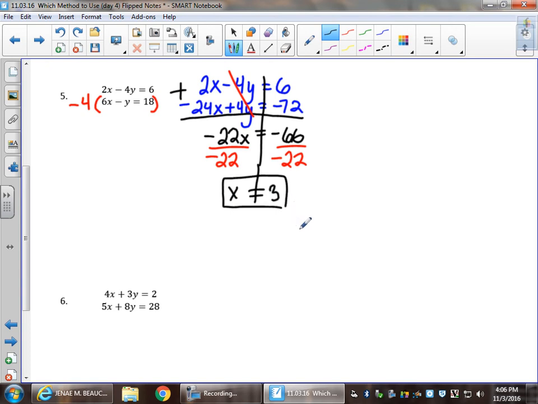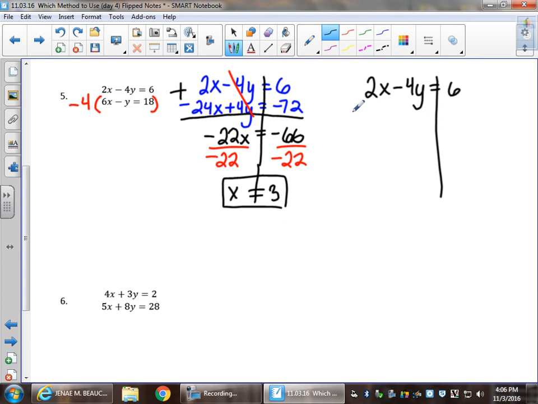I've got x, I need y, so we'll come back up to our original system. Choose either of the two equations. I think I'm going to choose to work with the first one. 2x minus 4y equals 6. Where I see x, you will substitute in 3 to solve for y. So go ahead and click pause. You solve for y, and I'll solve for y, and then we'll compare answers.